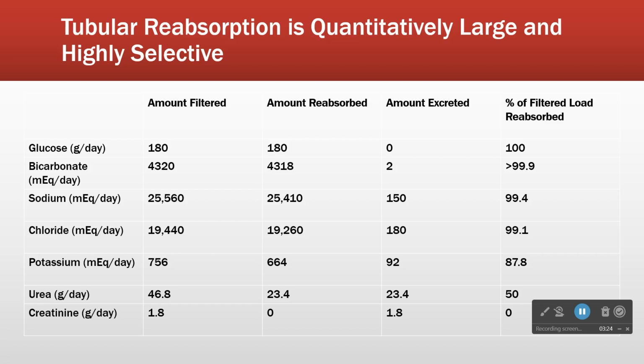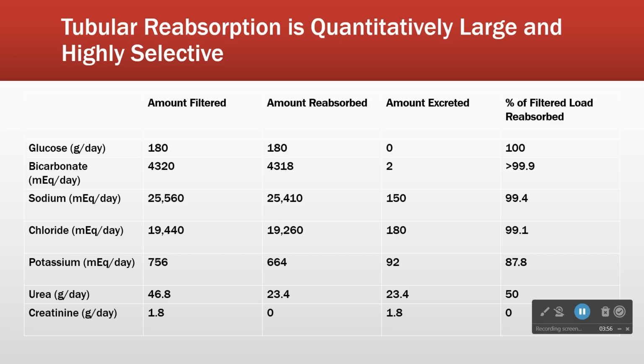Now, you'll notice that potassium's filtered load reabsorption is less. That is because most potassium, remember, lives inside of cells. So the potassium load of the body is much higher than we ever see in the plasma. So we see that in a reduction in filtered load, because essentially we have to get rid of the potassium that's from inside of cells as well as from outside of cells. So we see a little bit less.